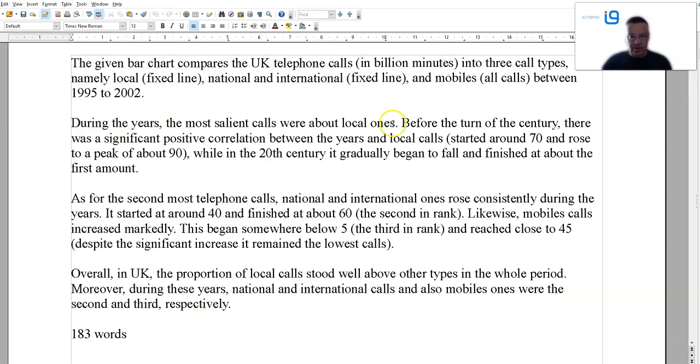During the years, what about local ones? Well, okay, we don't really need that. Turn of centuries. Now, right. What does that mean? Right, so figures and data. That's a little bit vague. So, the most noticeable calls were about local calls. Before the turn of a century, you mean in 1995. A significant positive correlation, which means what? Depends if I think about the first amount. So that paragraph doesn't really work at all.